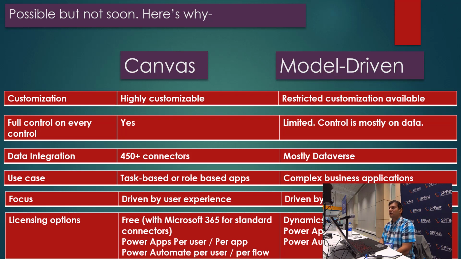When we talk about Canvas apps, if you already have a Microsoft Enterprise or a business account, a lot of the Power Canvas app functionalities come basically free. Granted, you've got limitations with standard connectors only, but they do come with all that flexibility. Dynamics or the model-driven side is not that way. You've got to have a Dynamics 365 license, or at least the Power Apps per app or per user license, or for Power Automate per user or per flow license.